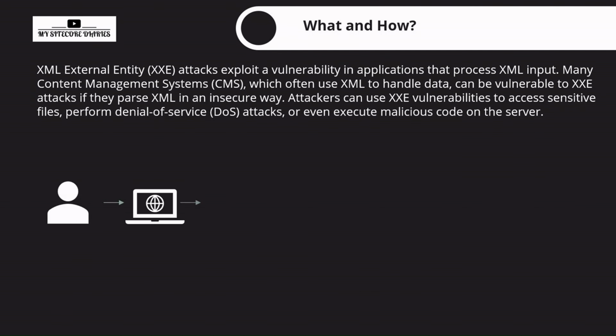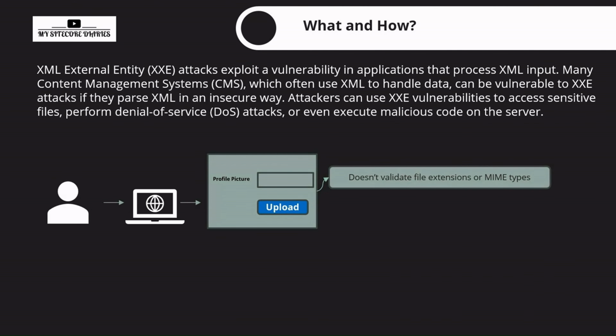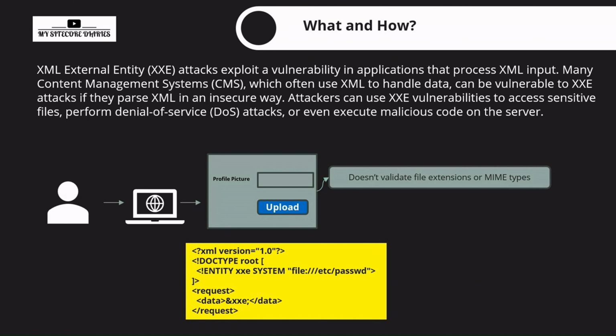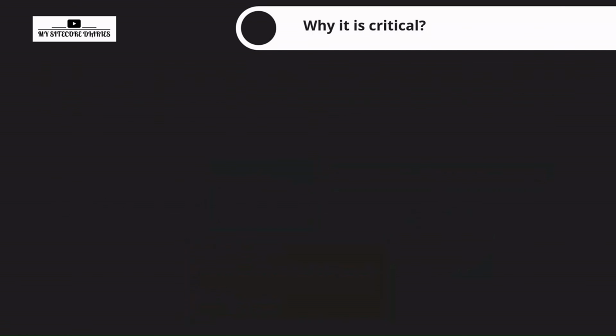An example is when you again have an upload file functionality, like a profile picture. Instead of a profile picture, it doesn't validate the file extension and it uploads this XML file here, table.xml, which is actually trying to access your etc/passwd file. This executes arbitrary code over the network and gets the passwords out from this file. So this is one example of XXE.